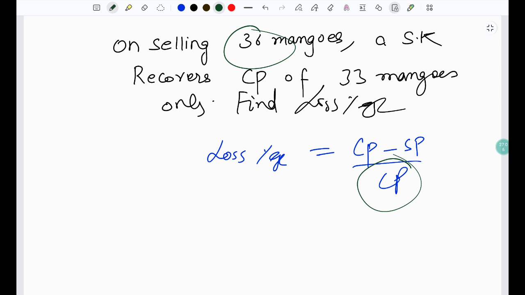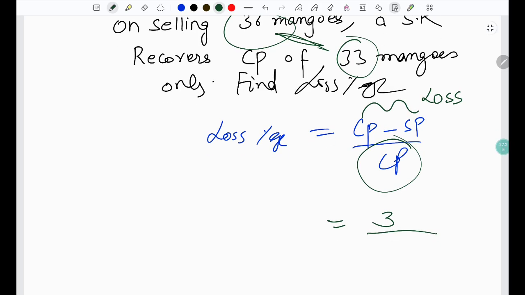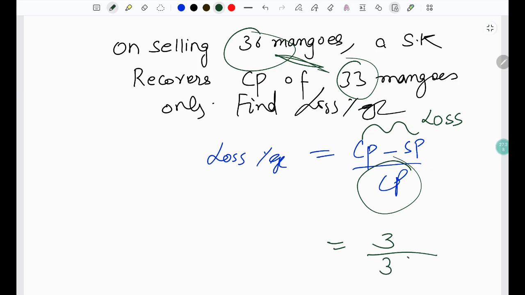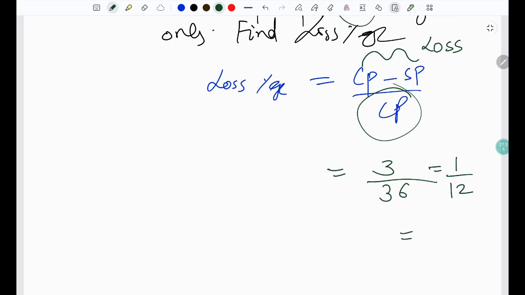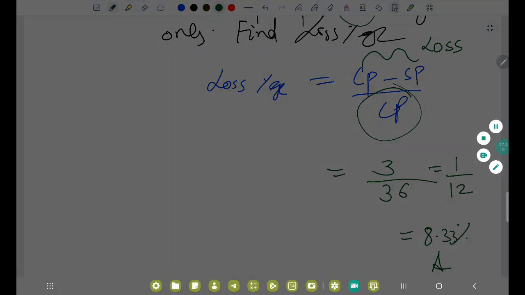And since he has recovered only the cost price of 33, he is having a loss of 3 because he is giving extra 3 mangoes and he is not able to recover the cost of these 3 extra mangoes. Therefore, CP minus SP, which is loss, how much loss does he have? He has a loss of 3 mangoes over the cost price of what? Over the cost price of 36 mangoes, because that is what he gave to somebody else. So the fraction will become 1 by 12. 1 by 12 into 100 percentage is 8.33%. Hence the answer is 8.33%. Let's see the next question.